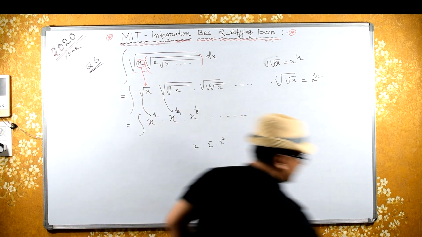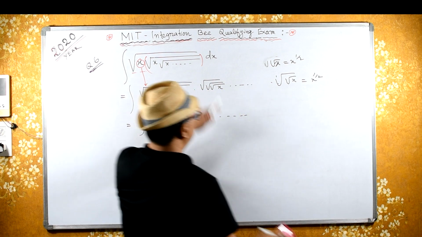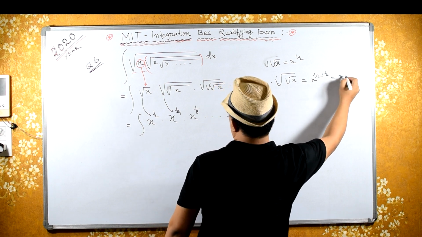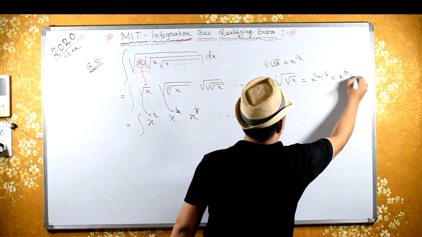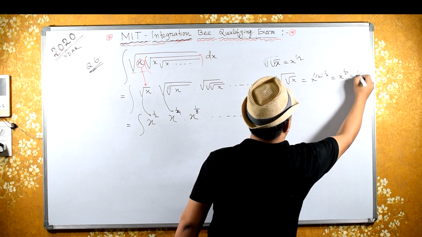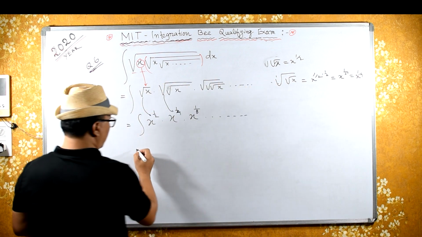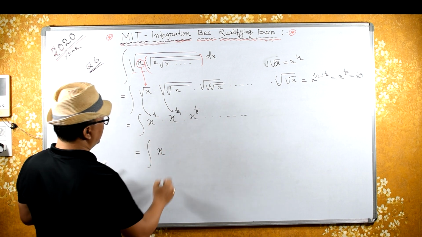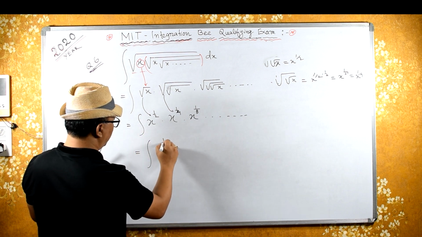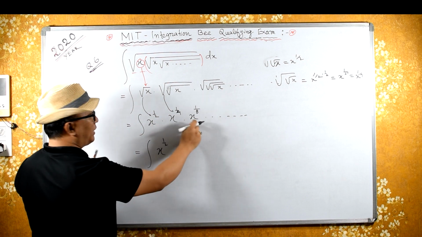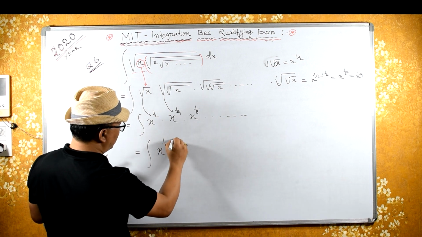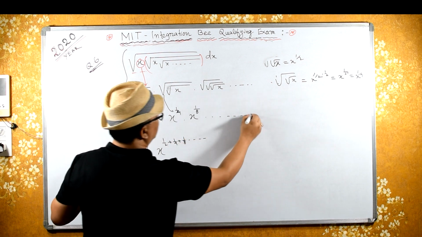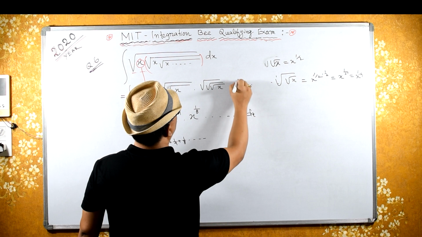Since the square root is there, into 1 by 2, you can say x raised to 1 by 2 square is the same as x raised to 1 by 4. If the bases are equal, you can add the indices: half plus 1 by 4 plus 1 by 8 and so on, into dx.